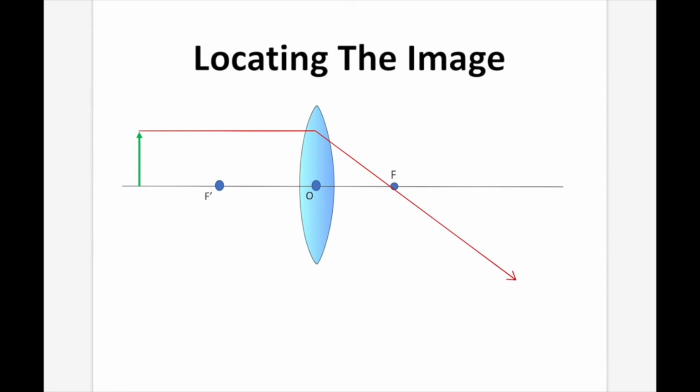The second ray is going to go through the secondary principal focus, hit the lens, and then come off parallel to the principal axis, like that. Now again, that would be enough to find our image, but we can also draw a third ray here just to make sure. So the third ray is going to go through the optical center and continue on. So where these three rays meet, that's going to be where our image is located, just there.